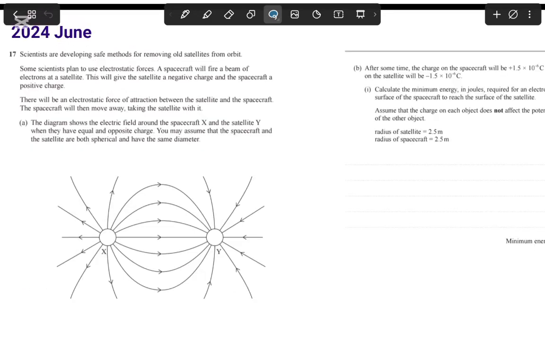So it says scientists are developing safe methods for removing old satellites from orbit. Some scientists plan to use electrostatic forces. A spacecraft will fire a beam of electrons at a satellite. This will give the satellite a negative charge and the spacecraft a positive charge. There will be an electrostatic force of attraction between the satellite and the spacecraft. The spacecraft will then move away, taking the satellite with it.